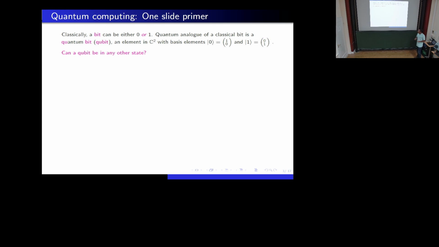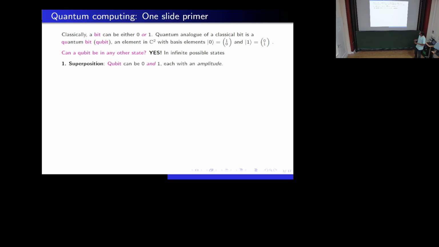But of course, the question is, if these were the only two quantum states that were possible, that's just classical. There's nothing more going on. So is there anything more to it? And the answer is yes. There are infinite possibilities, and that's the idea of superposition. So what is superposition? Superposition says a qubit can be not just 0 or 1, like a classical bit, but it can be 0 and 1 in some sense.